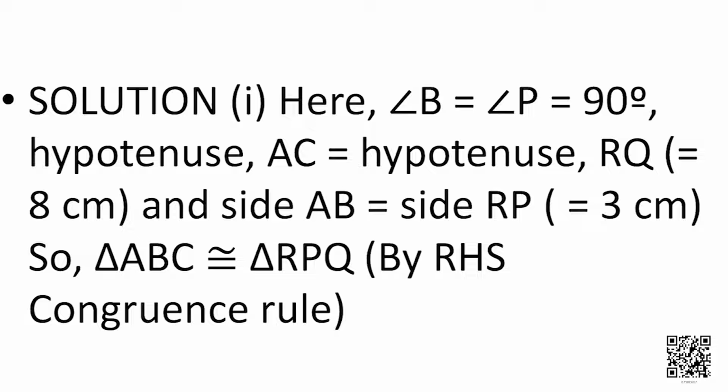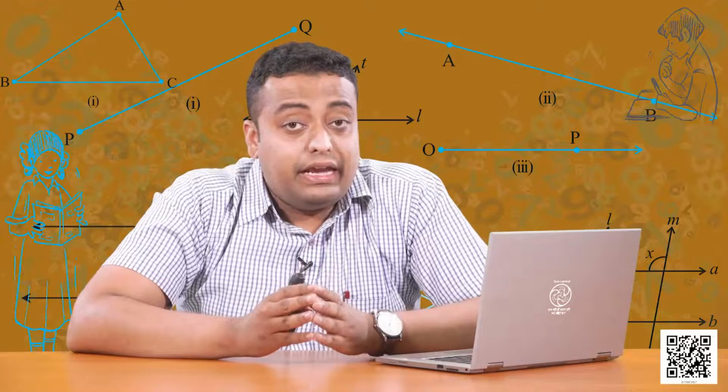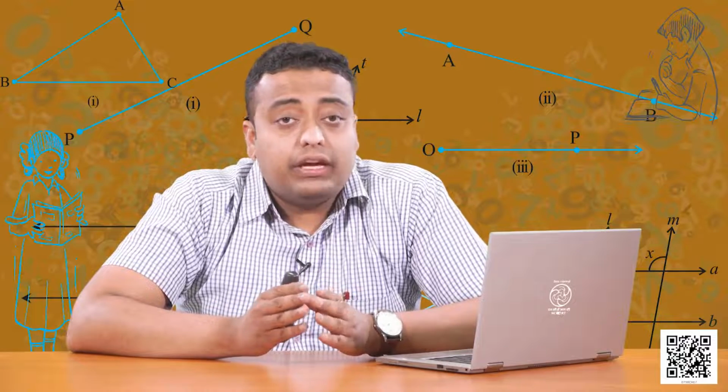That is, a 90-degree angle and one hypotenuse are equal. So students, by RHS congruence rule, these two triangles are congruent.